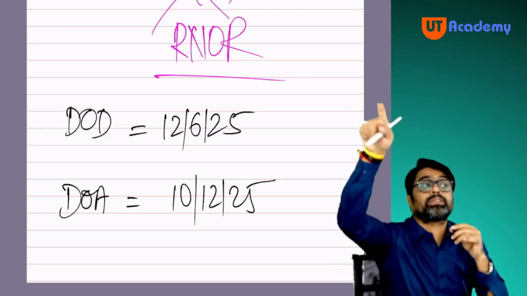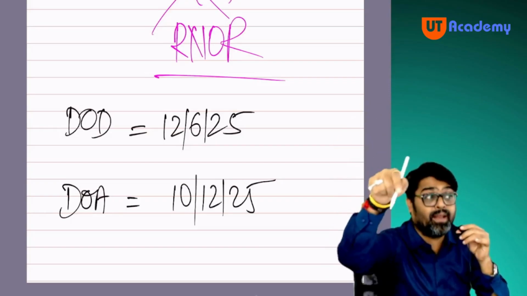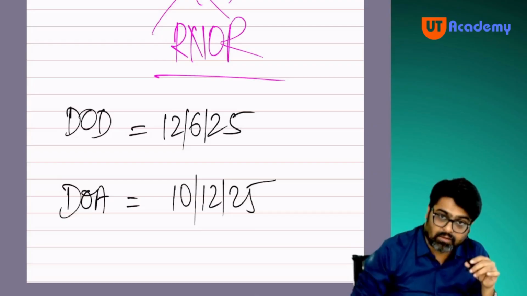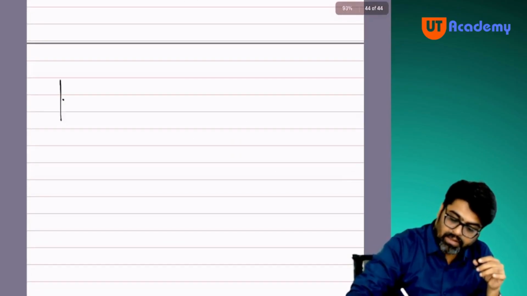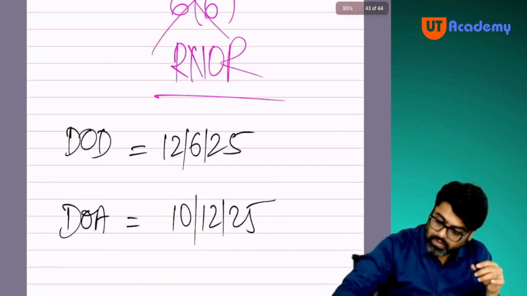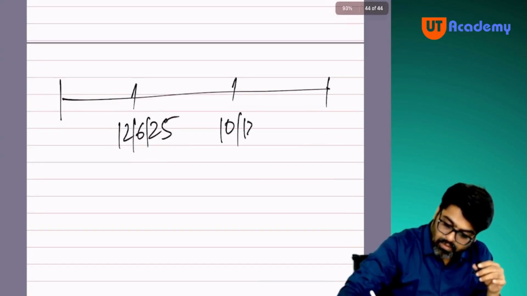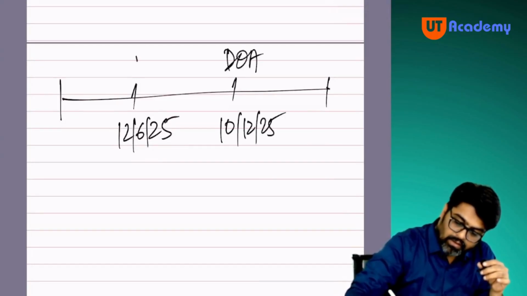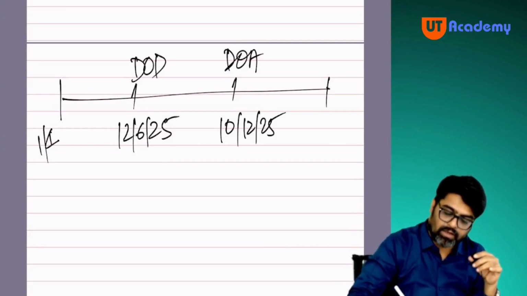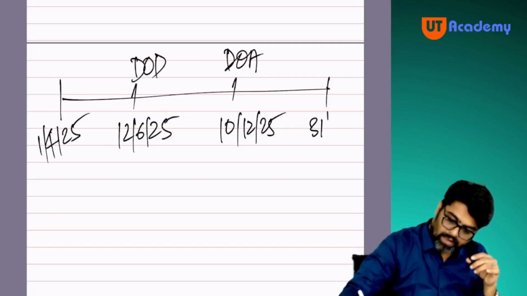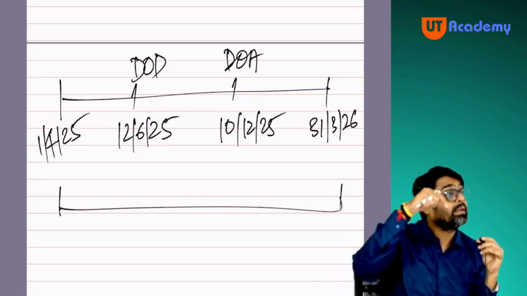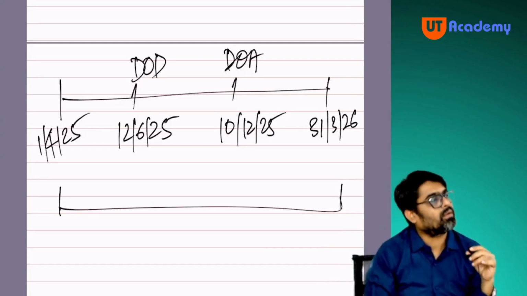So when you will be calculating your stay in India, will you count your date of arrival also? Now, based on this, calculate, please. See, 12th June 2025, and this was 10th December 2025. This is date of departure, this is date of arrival. Now tell me one thing. If this is your previous year, this will start from 1st April 2025 and end on 31st March 2026. During this period, what is your stay in India? You are supposed to calculate.